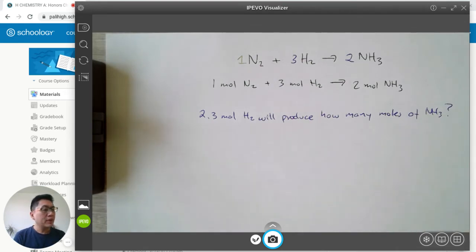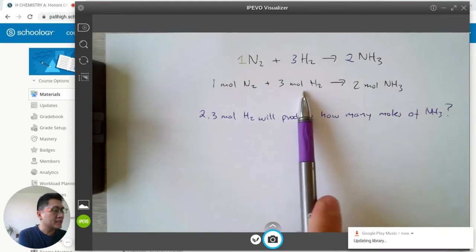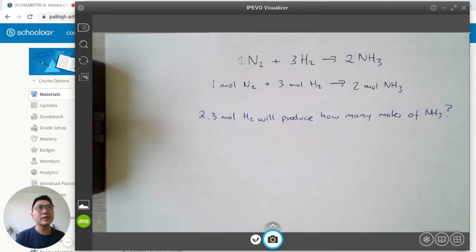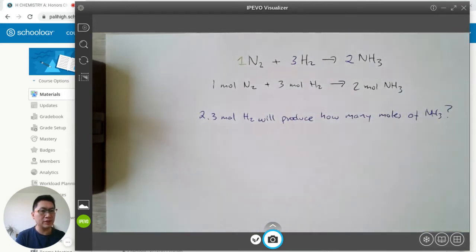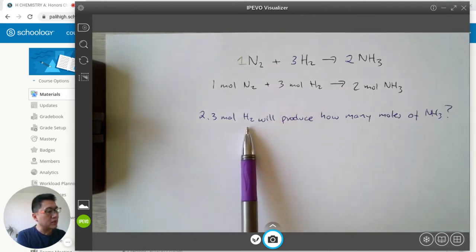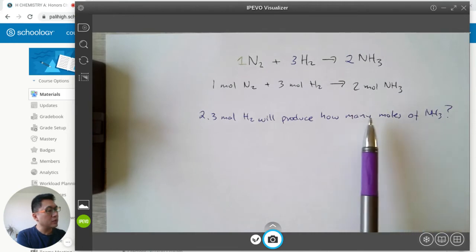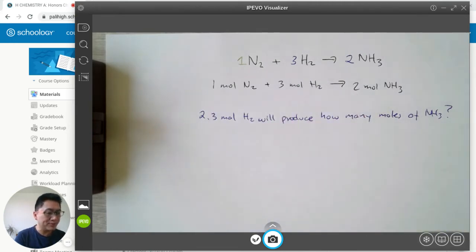So I know the ratio between them. 3 moles of hydrogen, that's a hydrogen, makes 2 moles of ammonia. Coefficient 3. 3 moles of hydrogen makes 2 moles of ammonia. So if I have 2.3 moles of hydrogen, well, that's less than 3. How many moles of ammonia will it produce? Well, since that's less than 3, well, it'll be a little bit less than 2. But of course, we need a number here.